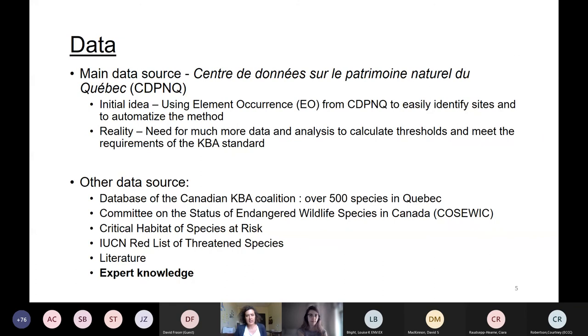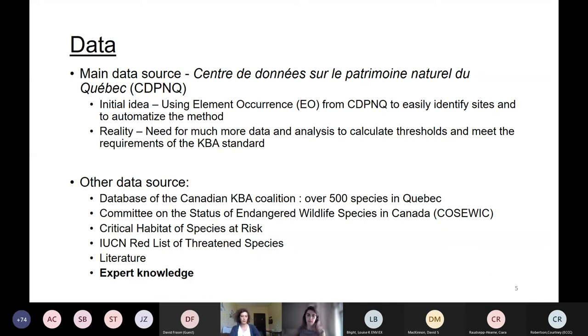So the main source of data is the element occurrence from the Centre de données sur le patrimoine naturel du Québec, which is the Conservation Data Center for Quebec. Element occurrence, for those of you that might not know it, is an area that has been identified that comprises the observation point and the habitat around the local population. So it might be a few observation points and the habitat around it. So since we are using those data initially, we thought the work would be quite easy. We can just use those element occurrences that are already a spatial analysis and an identification of important sites, and just easily identify the KBAs. We can even automatize that method, so it will be quite easy to identify the KBAs in Quebec.